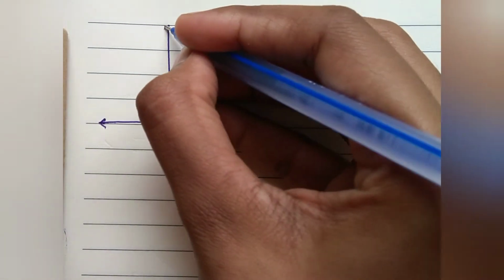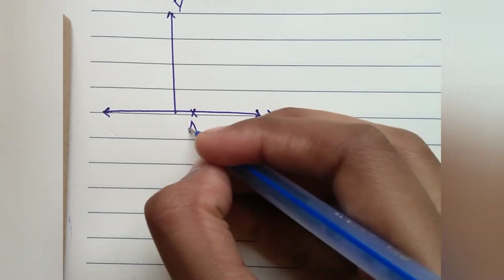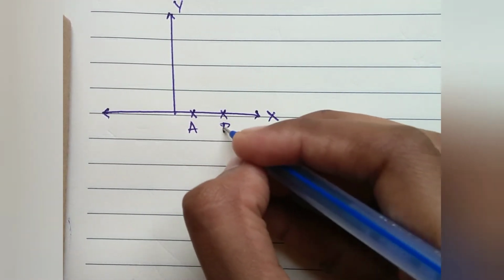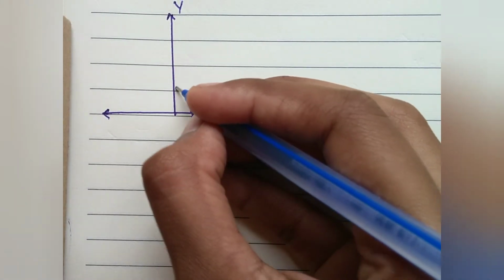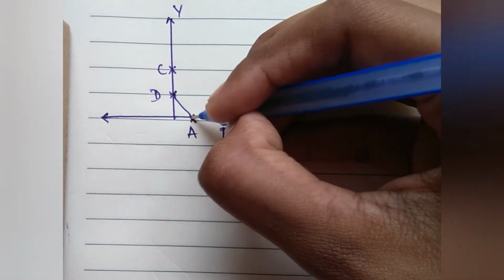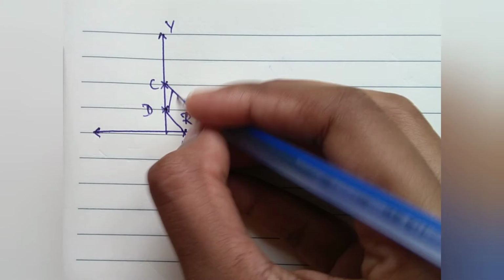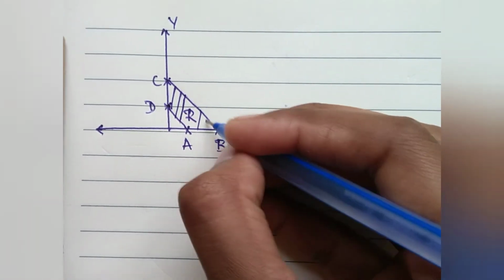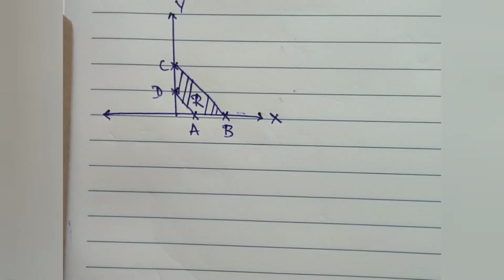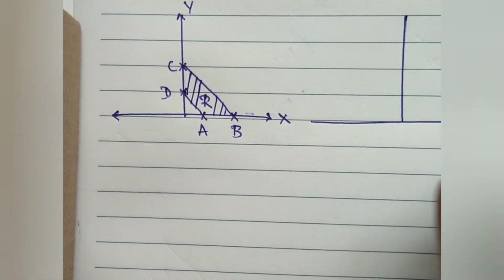First, let's draw it in the xy plane. So this is the y-axis and this is the x-axis, and A, which is (1, 0) and B, which is (2, 0). This will be D, which is (0, 1) and this is (0, 2), which is C. So now as we can see, this is the region and it's a trapezoid.